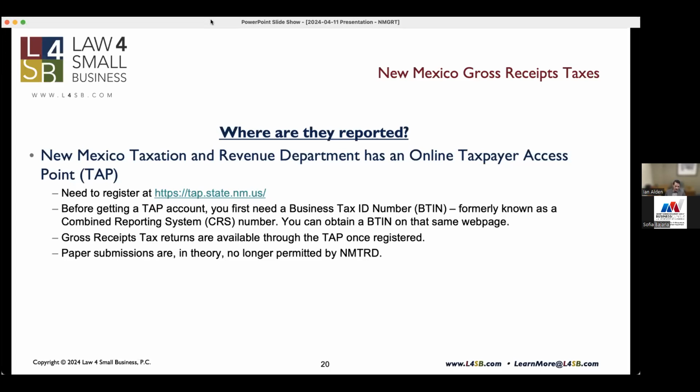So you can go to this website I've linked to here, the Taxpayer Access Point, get a business tax ID number if you don't already have one. Once you have one, register for your TAP account. You usually get them at the same time.